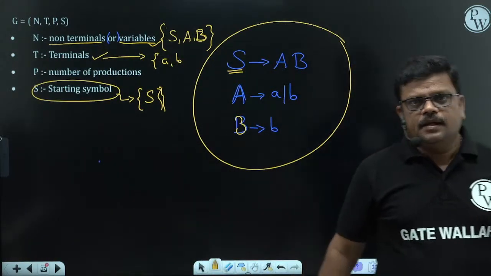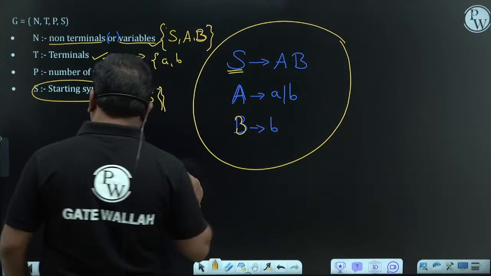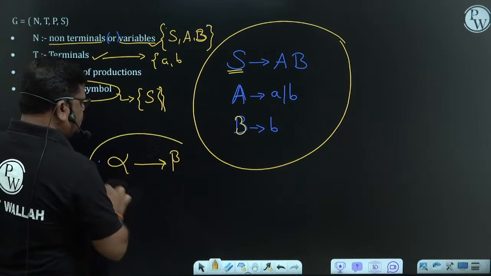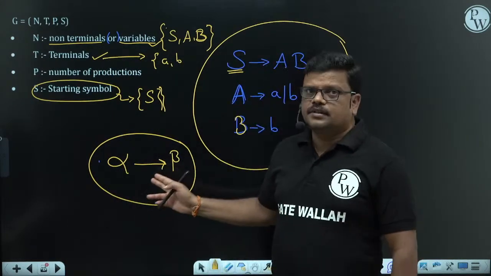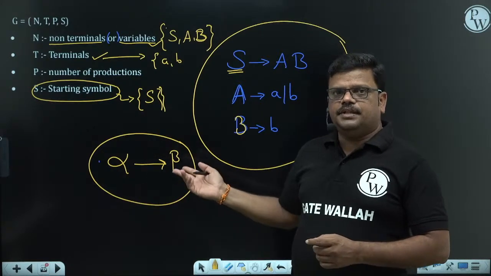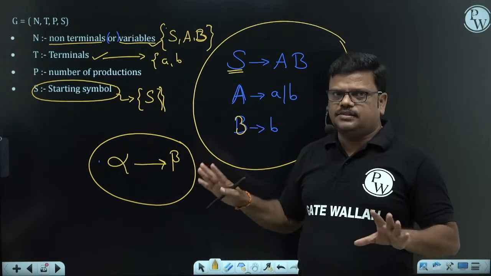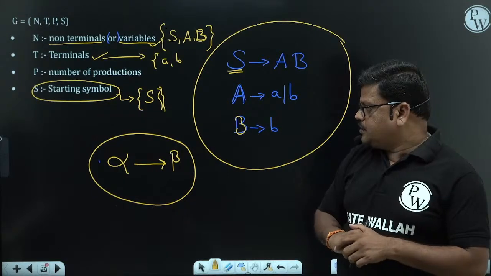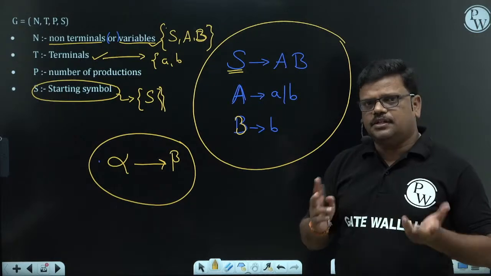Then every grammar is of the form alpha derives beta. This is the format of the grammar. There is an arrow in the middle. To the left of the arrow, alpha will be there, and to the right, beta will be there, made of some terminals and non-terminals. This is the grammar structure, the grammar format. This is pronounced as alpha gives beta, alpha tends to beta, alpha derives beta. These are the terminologies generally used.